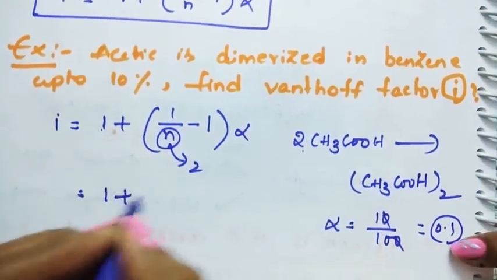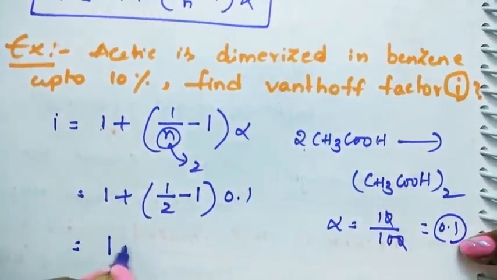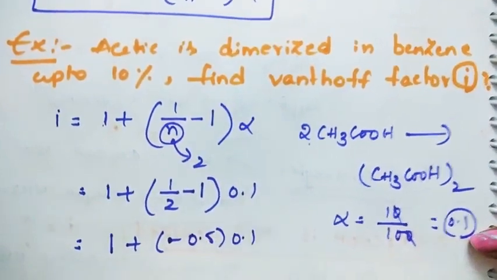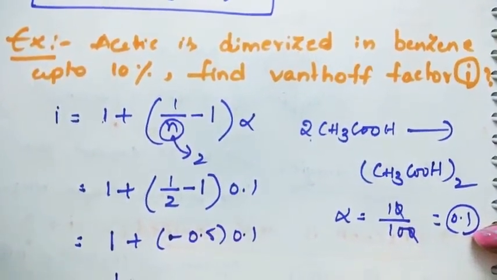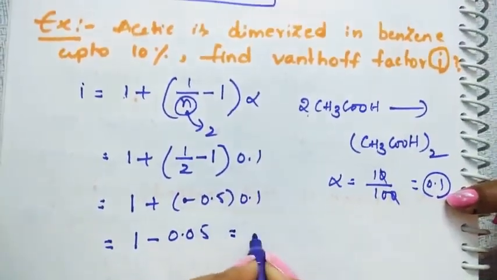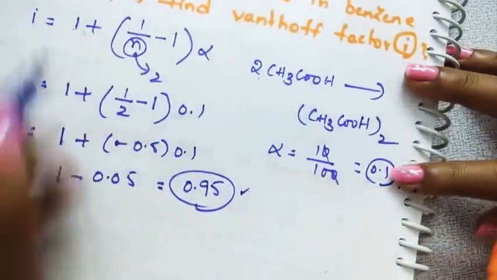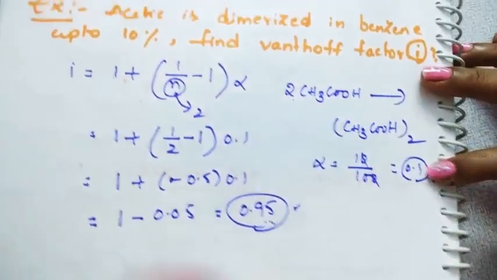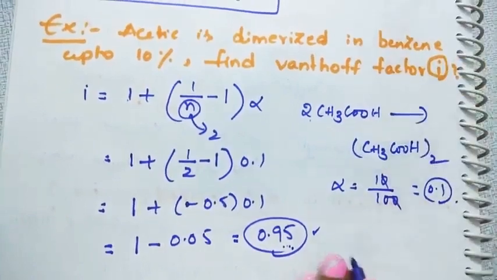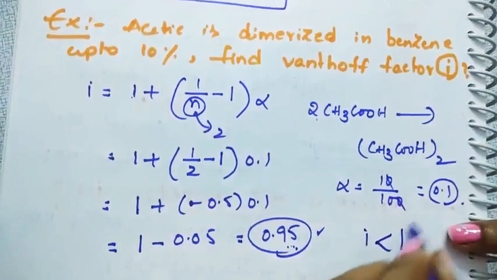Substitute that here. 1 + (1/2 - 1) into 0.1. That is 1 + (-0.5) into 0.1. That is 1 - 0.05, which is equal to 0.95. This is the i value. If you observe, the i value is less than 1. Why? Because the denominator is more, meaning the number of particles before association is more. That's why the i value is less than 1 for association.